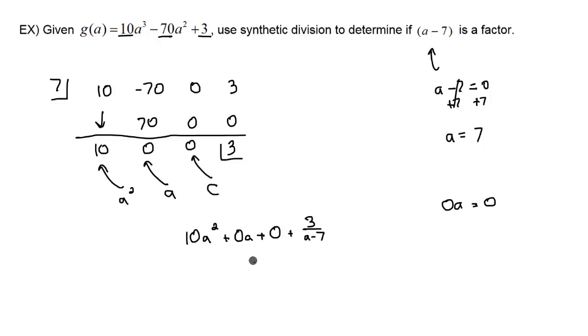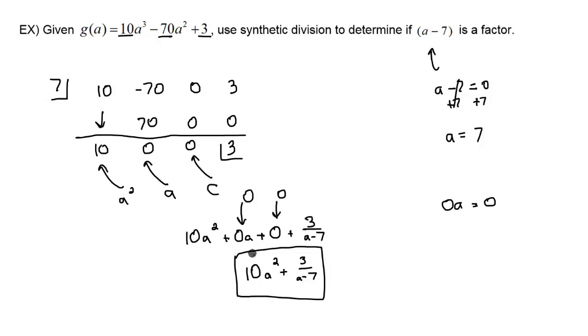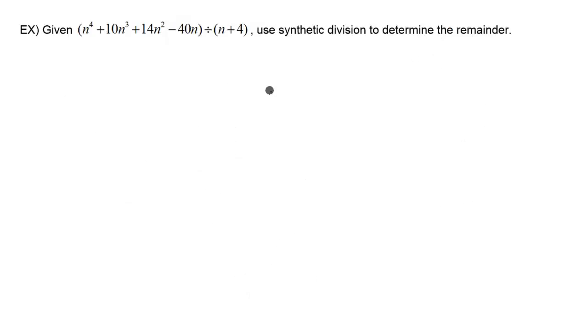Now if you're thinking, wait, why do I have to write all my zeros? Well, you don't. You could just say that this is going to be 0 and then this is 0, so you don't have to write those. You could just do 10a squared plus that part with our remainder, which is 3 over a minus 7. So that quotient is going to be a little bit shorter. And then can we say this is a factor? Well, no, because the remainder is 3. It would have had to be 0 for a minus 7 to be a factor.